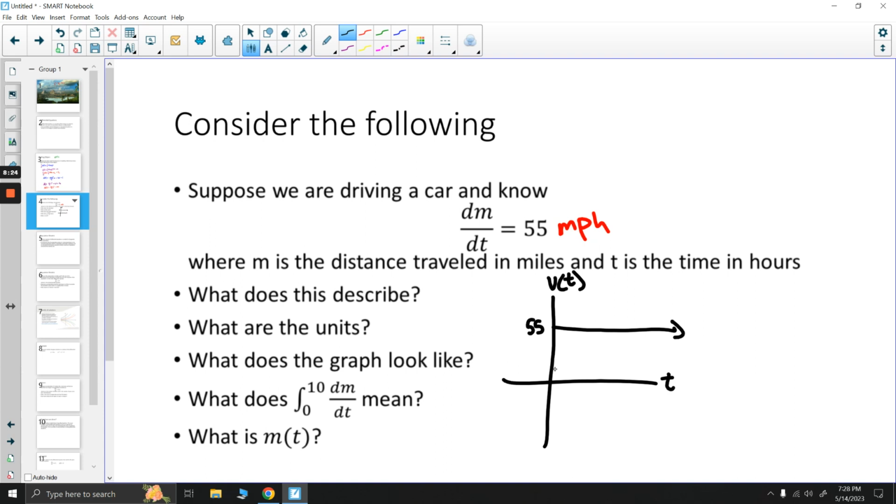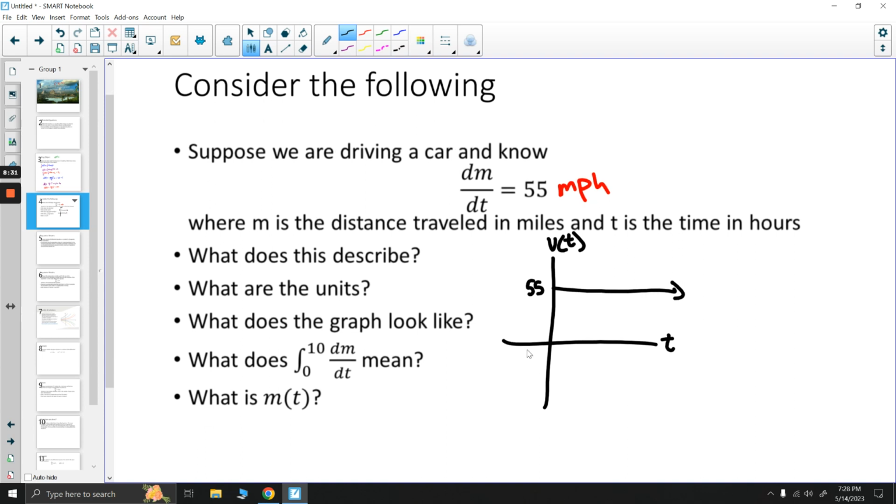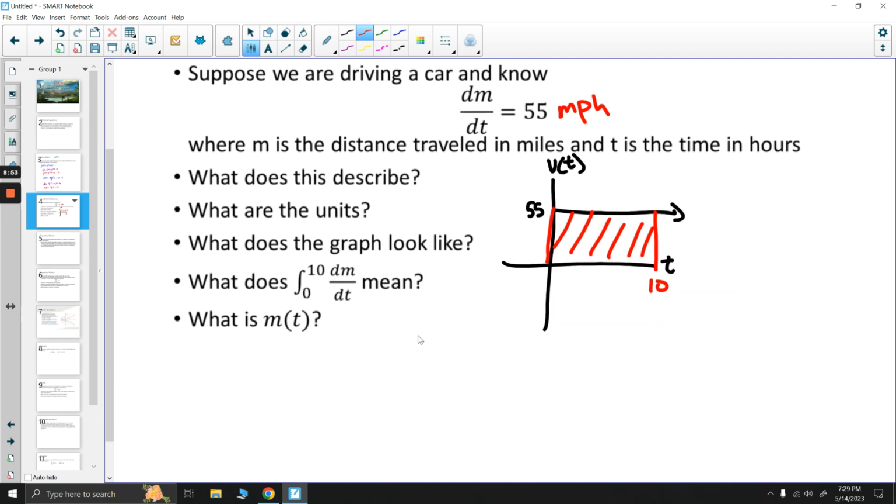Okay, so now what does the integral from 0 to 10 of dm dt mean? Well, what this means is we are taking the total distance that is being traveled over those 10 hours. So driving for 10 hours, we're taking the integral from 0 to 10, and that will give us the total distance traveled in that time. Now, what is m of t? Well, again, this dm dt is 55.